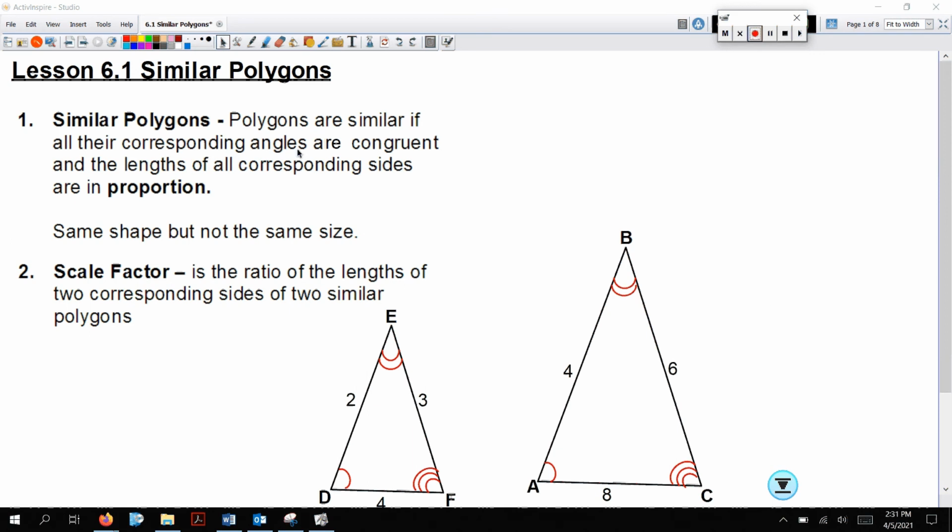Scale factor, this is really important. The scale factor is the ratio of the length of the two corresponding sides in two similar polygons. In order for two polygons to be similar, you do want to make sure that you check all of the sides so that they have the same proportion or the same scale factor.